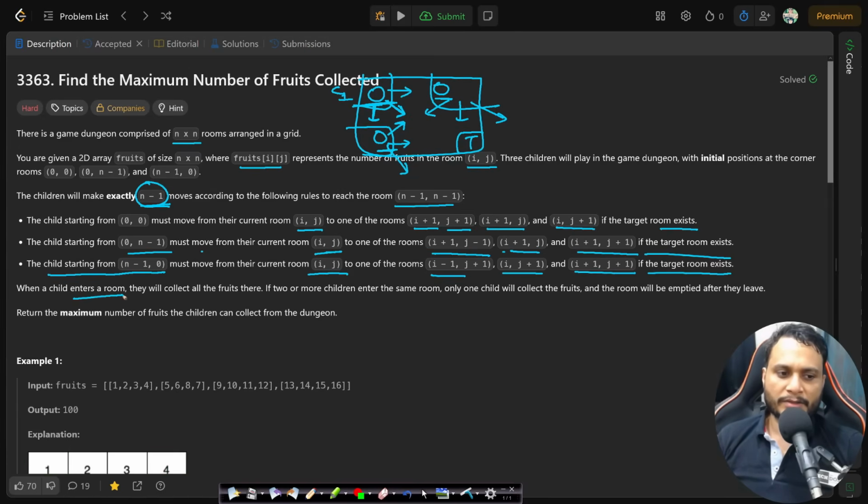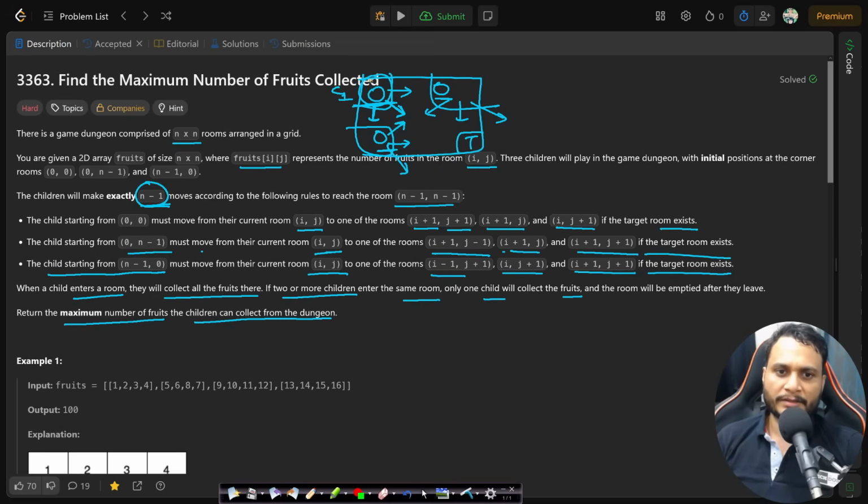When a child enters a room, they will collect all the fruits there. If 2 or more children enter the same room, only one child will collect the fruits and the room will be emptied after they leave. Return the maximum number of fruits the children can collect from the dungeon.